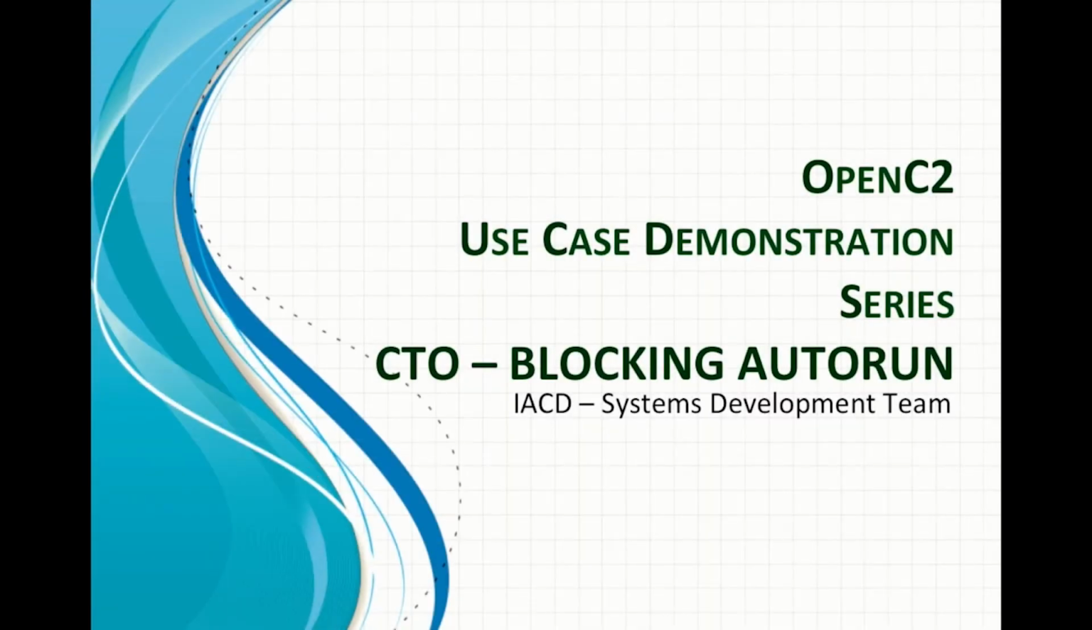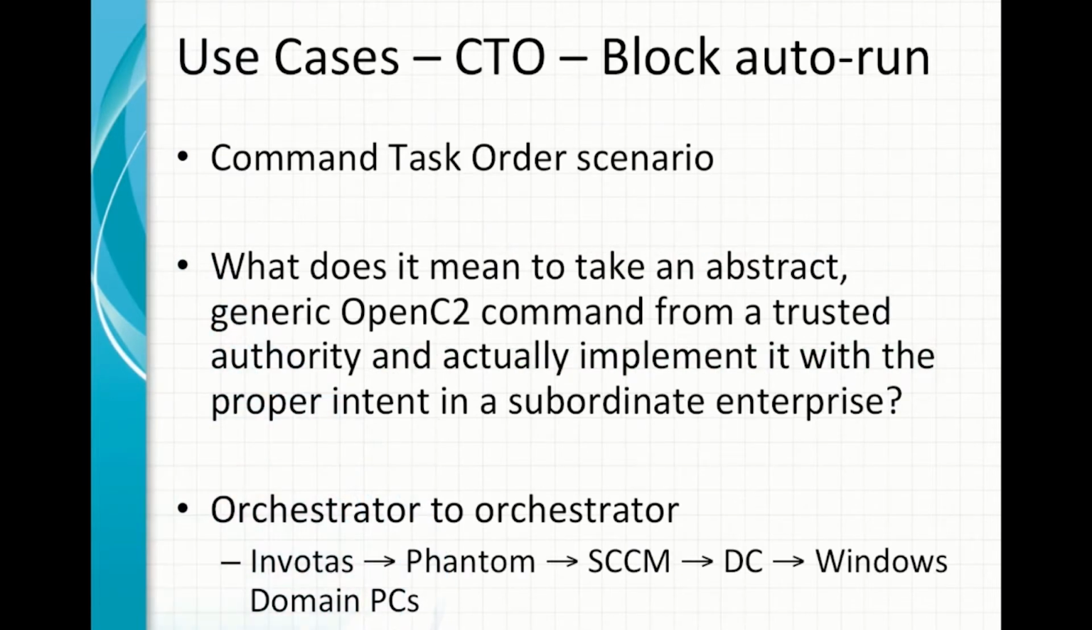Another use case to test automating proactive defensive actions is the command task order, or the CTO. This type of scenario is common in hierarchical environments such as the DoD. This involves a directive being sent from a greater authority down to a subordinate tier. A CTO is a common real-life situation that would be valuable if fully automated. Within the scope of OpenC2, this could be represented by a more generic command passing from a higher tier to a lower tier. In our case, remediate.